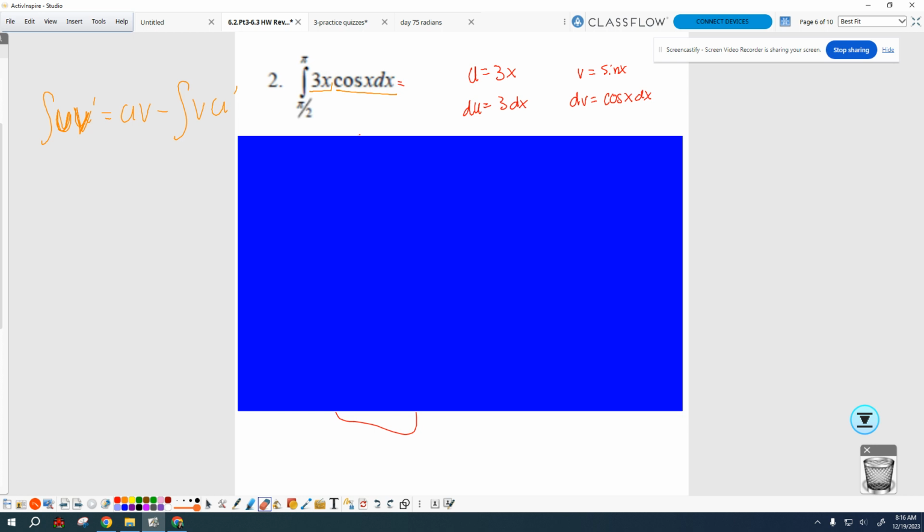Doesn't matter which way they go, but the acronym doesn't work otherwise. So the u value is 3x, and the rest of the stuff is dv. Are you okay with that setup? Okay, then the derivative of u is 3, the integral of cosine is sine.